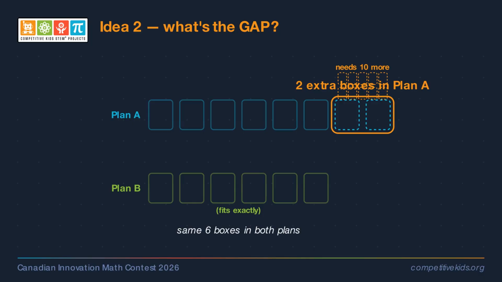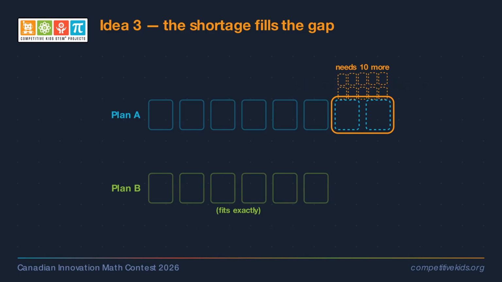Plan A has 8 boxes. Plan B has 6 boxes. So Plan A has 2 more boxes than Plan B. The first 6 boxes are the same in both plans. The last 2 boxes in Plan A are extra. The supply is the same in both plans.